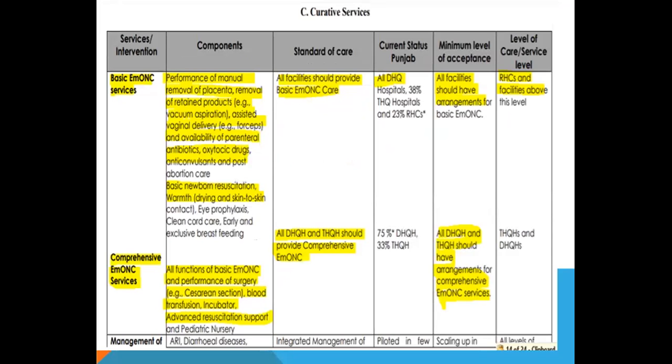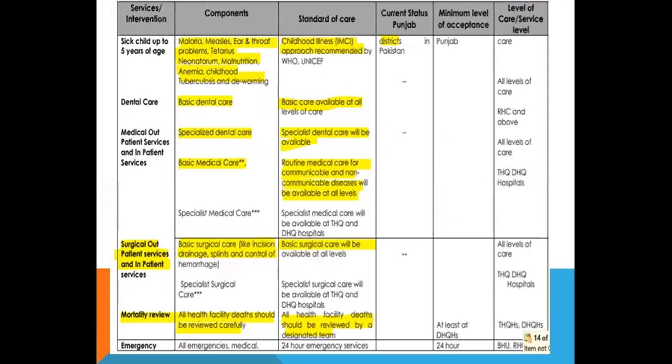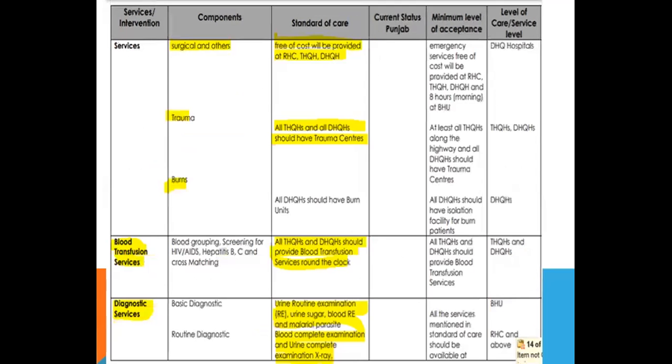There should be comprehensive emergency obstetric care services. For example, all DHQ and THQ should have arrangements for comprehensive emergency care services, and they should also care for the sick child up to 5 years of age, including malaria, measles, and ear and throat infection. Surgical outpatient services and mortality review should be conducted at least at DHQ. Surgical and other emergency services should be free of cost. Trauma services, burns, and blood transfusion services are also present. Diagnostic services, for example, routine urine examination, sugar examination, and blood examination.